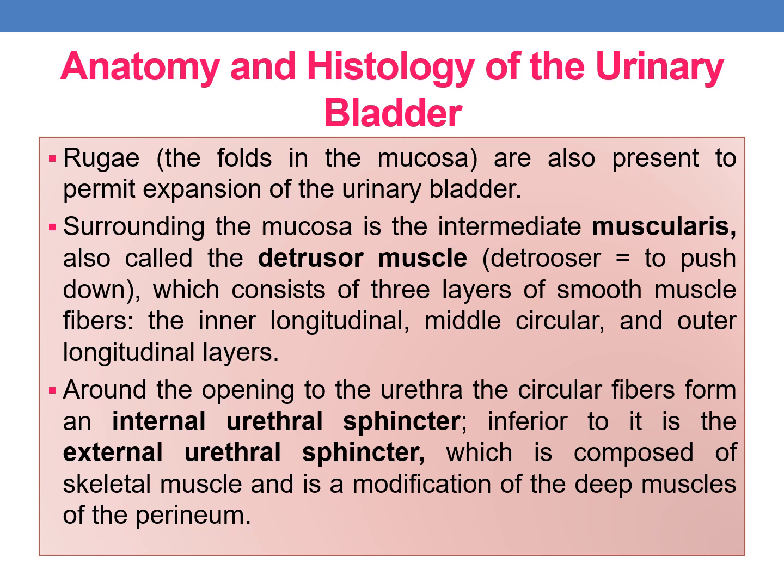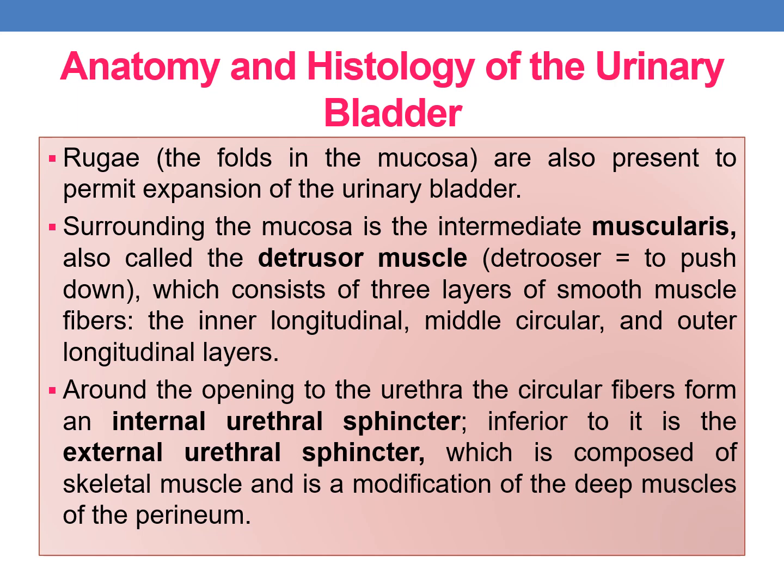Surrounding the mucosa is the intermediate muscularis, also called the detrusor muscle. Detrusor means to push down. It consists of three layers of smooth muscle fibers: inner longitudinal, middle circular and outer longitudinal layers. Around the opening to the urethra, the circular fibers form an internal urethral sphincter. Inferior to it is the external urethral sphincter, which is composed of skeletal muscle and is a modification of the deep muscles of the perineum.